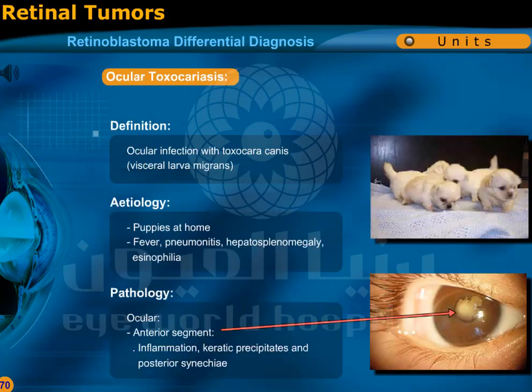Ocular toxocariasis. This is ocular infection with Toxocara canis, visceral larva migrans. It is caused by puppies at home. Fever, pneumonitis, hepatosplenomegaly, and eosinophilia are present. Pathology: ocular affection. Anterior segment shows inflammation, keratic precipitates, and posterior synechia.